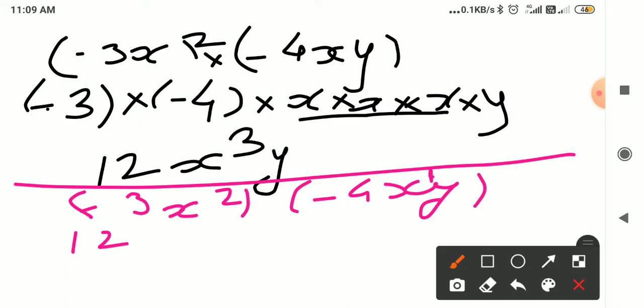Here this x has an index 1, so here 2 plus 1 is equal to 3, and y right here as it is. So these are the two methods. Any method you can follow in the exam, you will get the marks. Okay, so in this way we have to do this monomials multiplication.